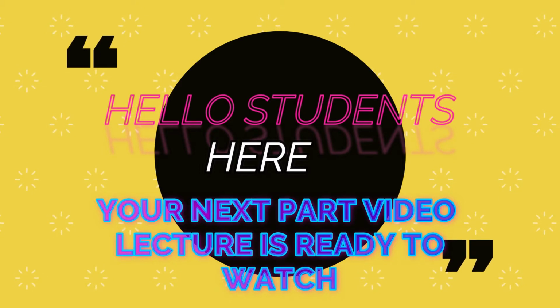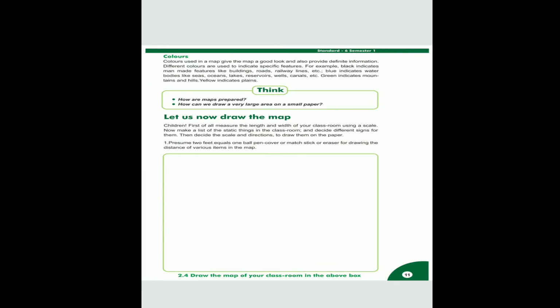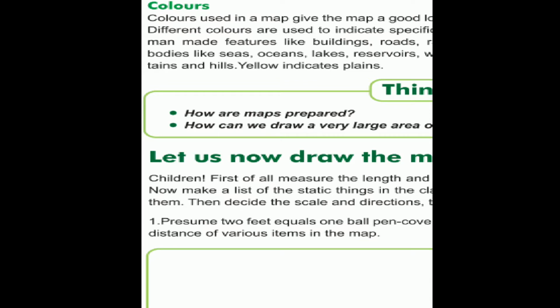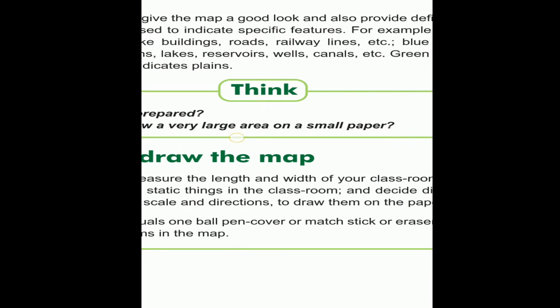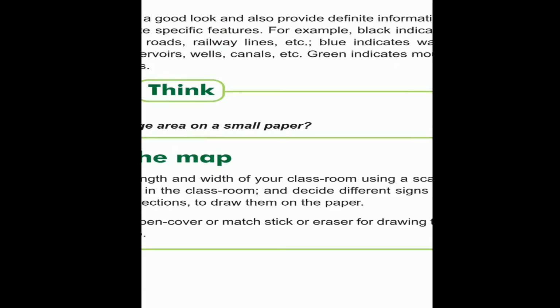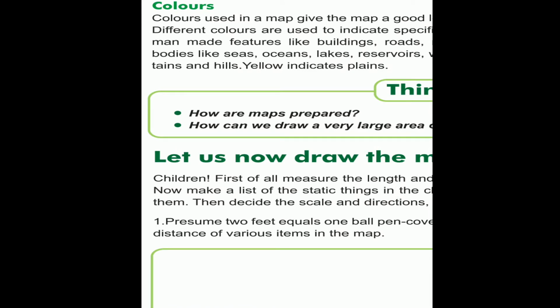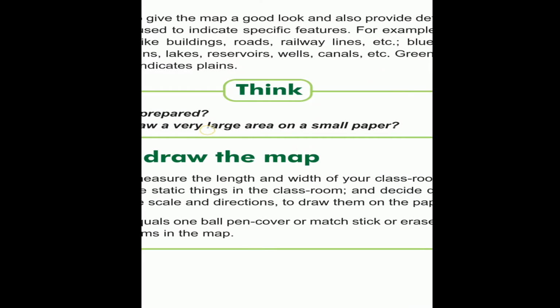So now colors. So colors also help us to know a map deeply. Colors used in a map give the map a good look as well as provide defined information. Different colors are used to indicate specific features, locations, data, etc.